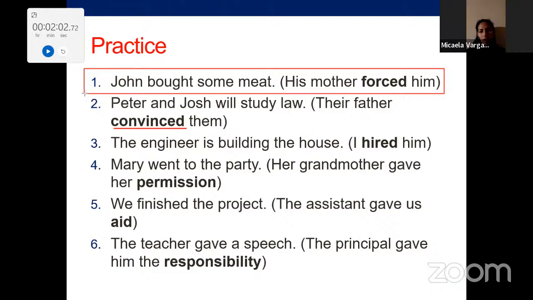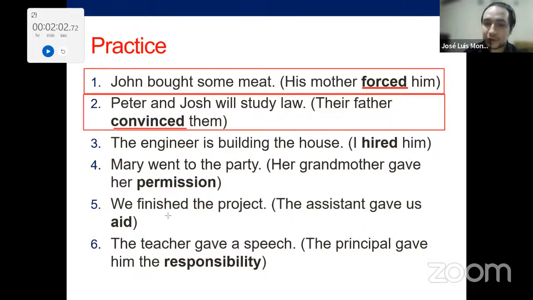Okay. Peter and your father will get them to study law. Okay, good, great. I think it works great.